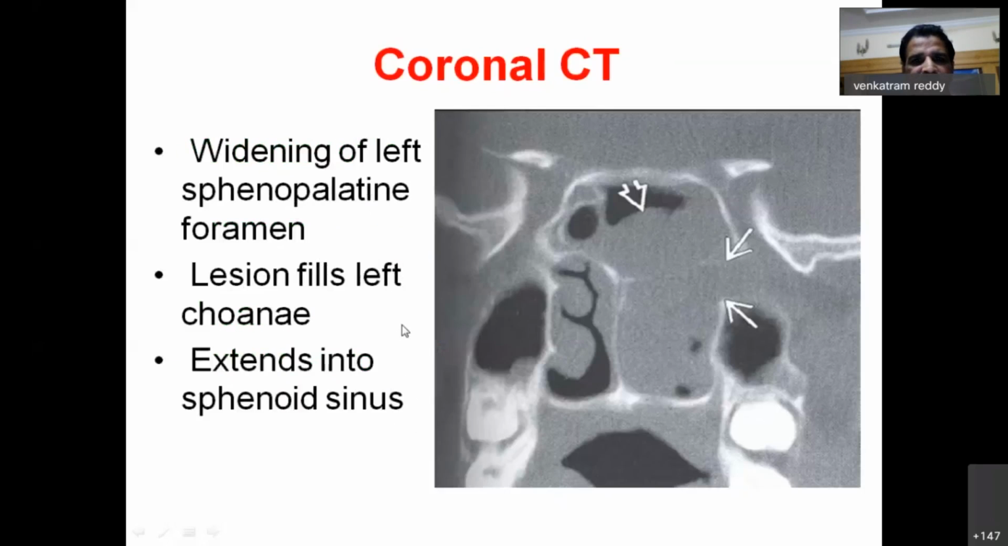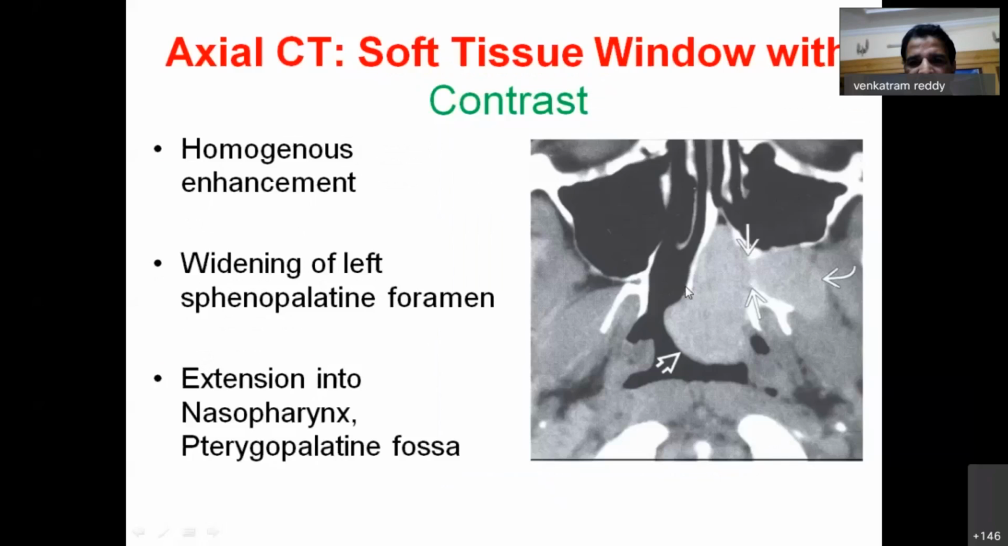You can see this is a contrast CT scan. In the contrast CT scan, you can see the widening of the sphenopalatine foramen by the lesion here, extending into the sphenoid sinus and completely occupying the choana and the sphenoid sinus. This is the sphenopalatine foramen area where it is very much widened by the tumor. This is a contrast CT scan. This is a choice investigation.